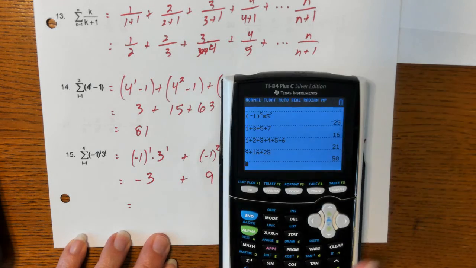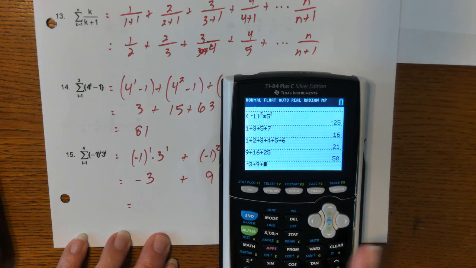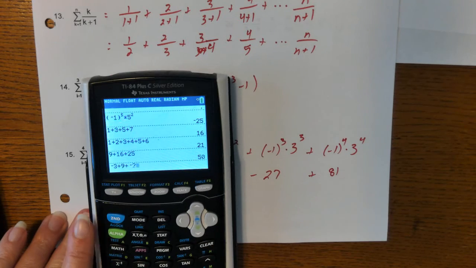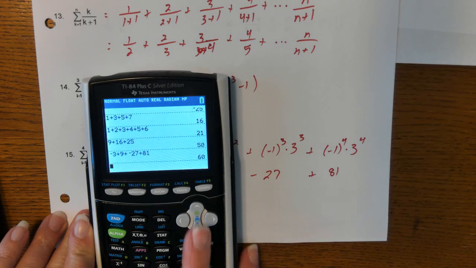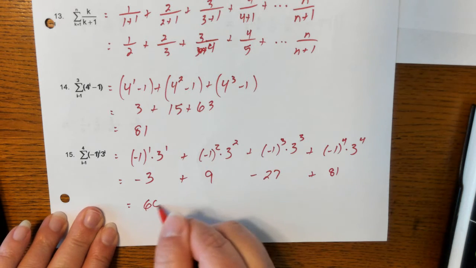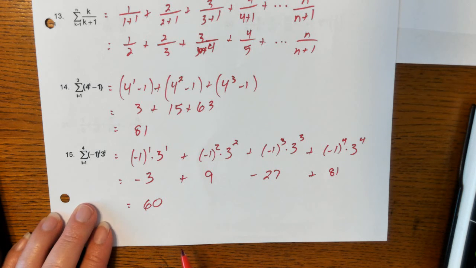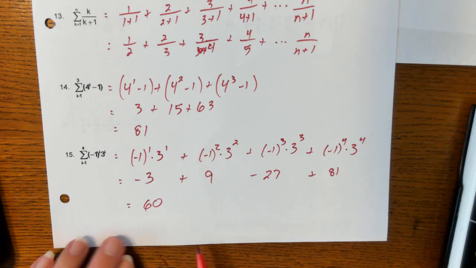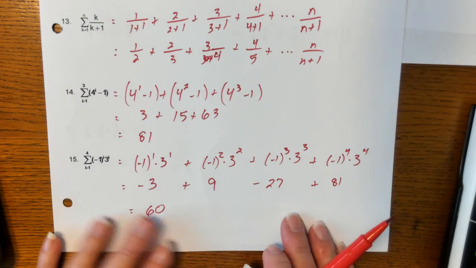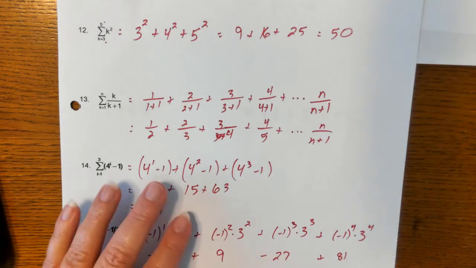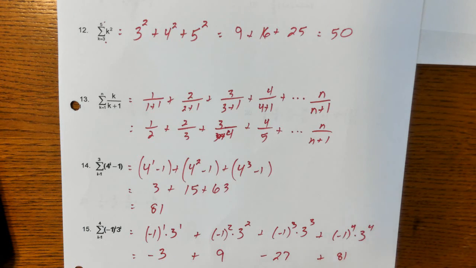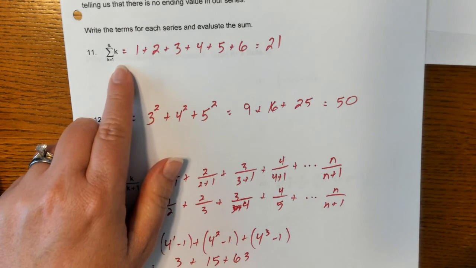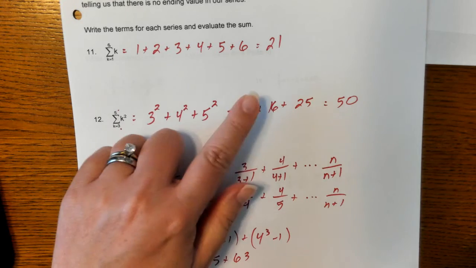And then I just add them up. So -3 plus 9 plus -27 plus 81, and we get 60. So the sum of the first 4 terms in that would be 60. Okay? We can work these out individually. Let me show you a little trick. If you have a TI-84, there is a way that you can type these sequences in your calculator and it will give you the answer.